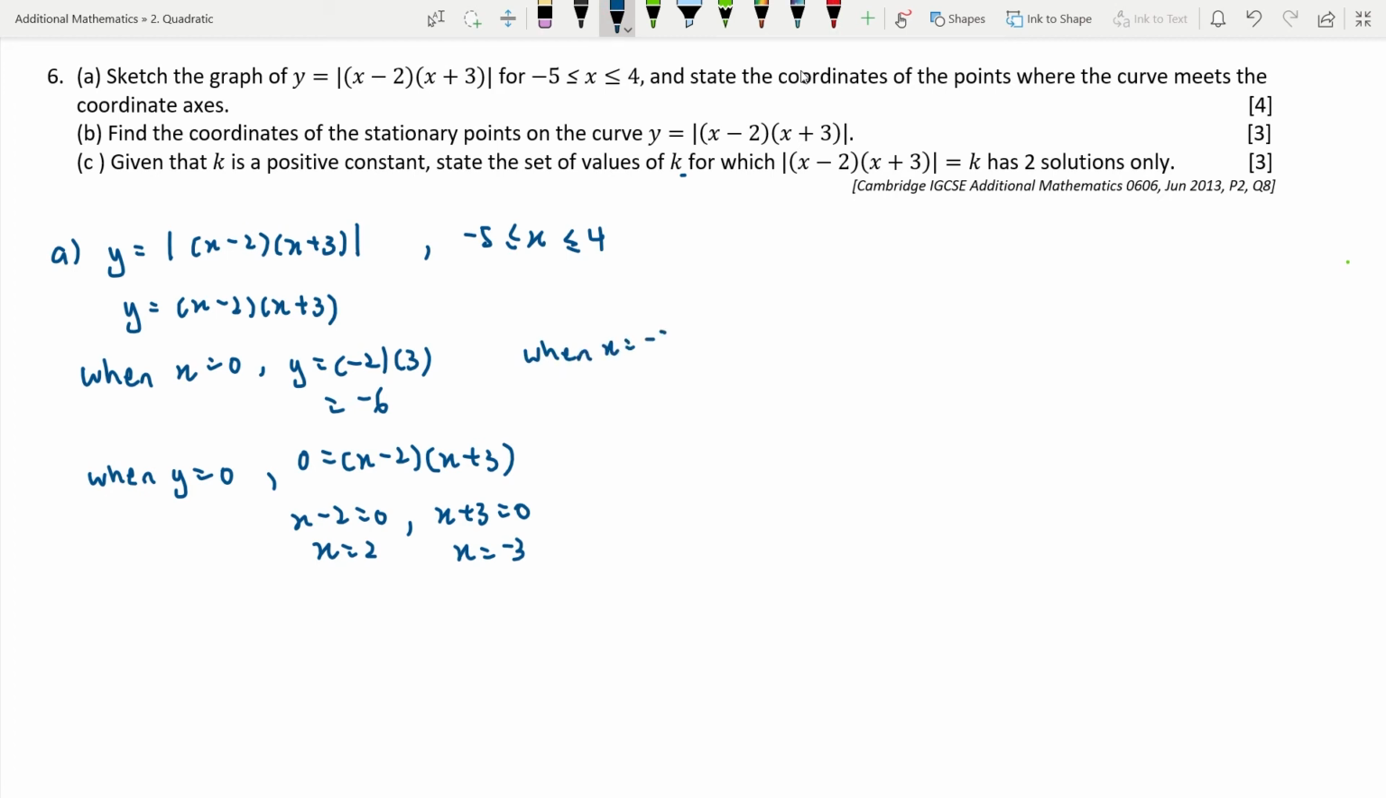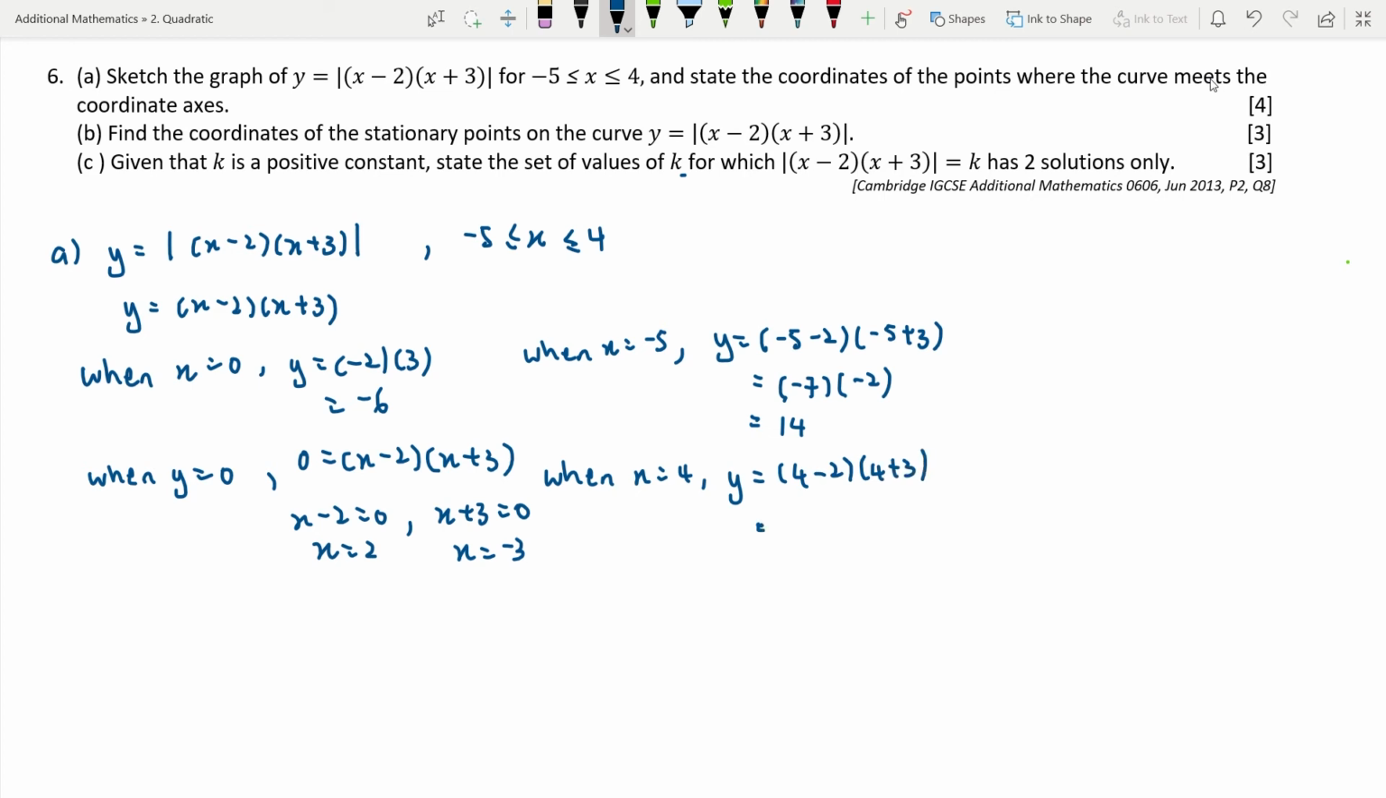When x is equal to -5, y is equal to -5 minus 2, -5 plus 3. We simplify it, -7 multiplied with -2, negative and negative we get a positive, 7 times 2 we get 14. When x is equal to 4, y is equal to 4 minus 2, 4 plus 3, which is 2 times 7. And we get 14 as well.